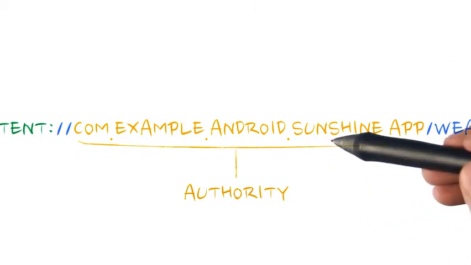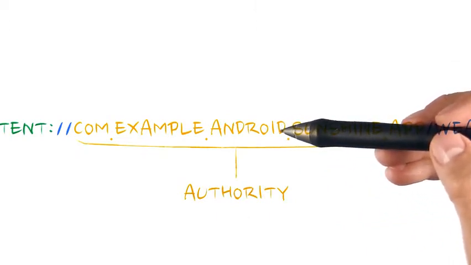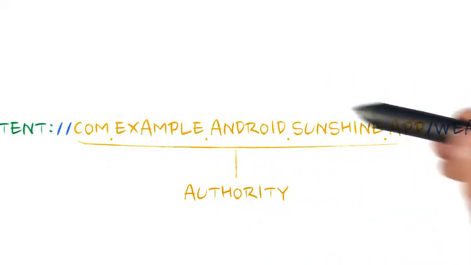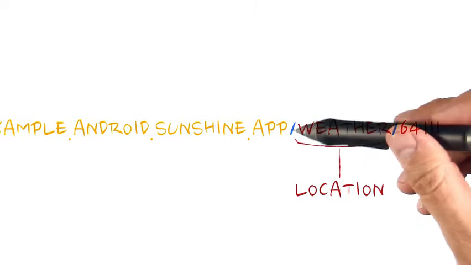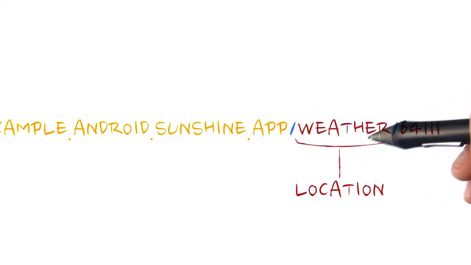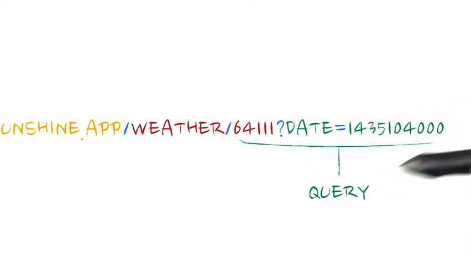A content authority, which is a unique string used to locate your content provider, and it should almost always be the package name of the application. A location, which typically points to a database table within the application. An optional query. This query can either be part of the URI path, or it can take the form of a traditional URI query following a question mark.